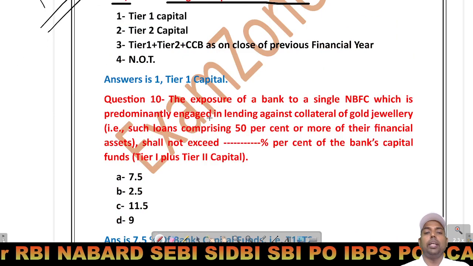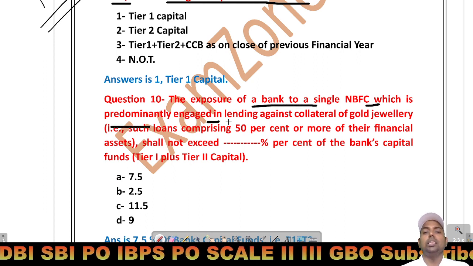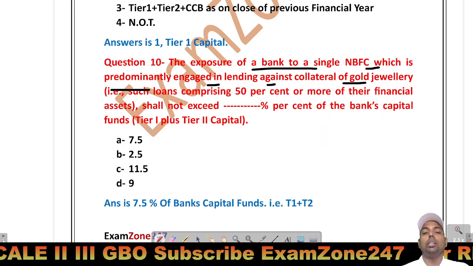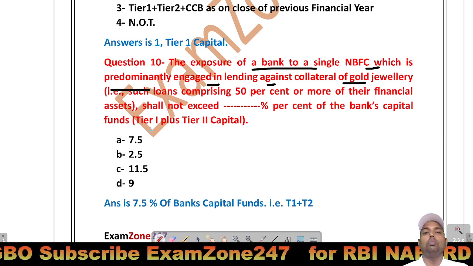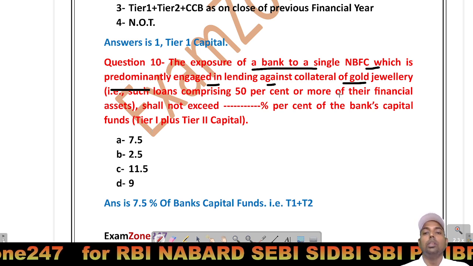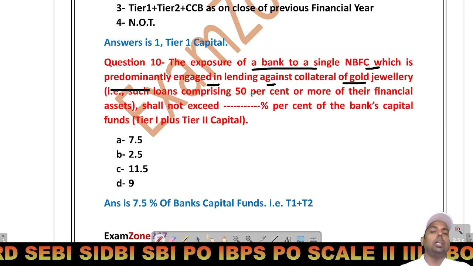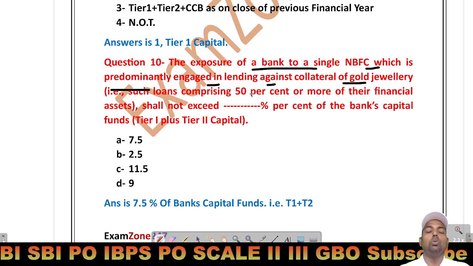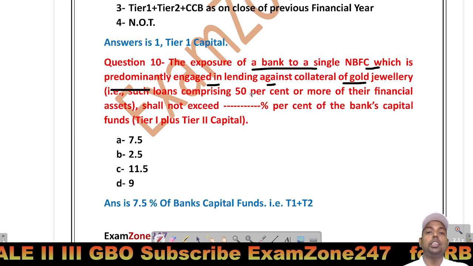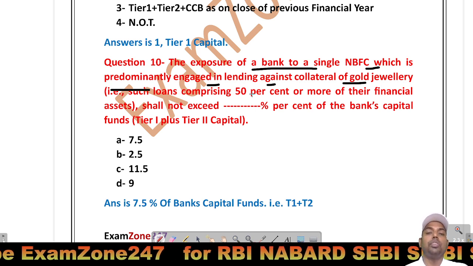The exposure of a bank to a single NBFC which is predominantly engaged in lending against collateral of gold jewelry. Okay, ये कौन सी एनबीएफसी हो सकती है? मणप्पुरम गोल्ड लोन, वो ऐसी एनबीएफसी आपने सुना होगा. ठीक है, मीन्स स्पेसिफिकली जिनके 50% से ज्यादा लोन अगर गोल्ड लोन के हैं तो उनको आप ये मान सकते हो कि वो मेनली गोल्ड लोन के सेगमेंट में काम कर रही है. ये क्राइटेरिया है. This is the criterion to decide whether this NBFC is or not.